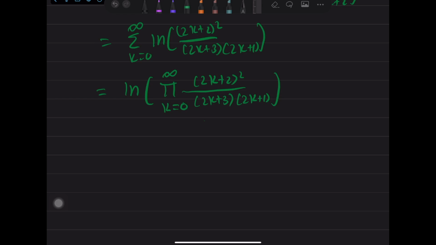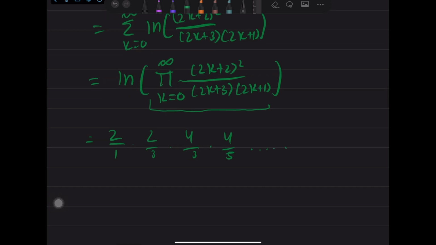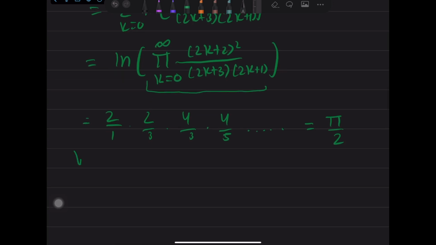So this product is actually a very special product. This is 2 over 1 times 2 over 3 times 4 over 3 times 4 over 5, on and on and on. This product is equal to pi over 2. This is called the Wallis product. And this is basically an infinite product representation of pi over 2. So this is often used to find what pi is, using an infinite product representation. So our answer is actually just ln of pi over 2.